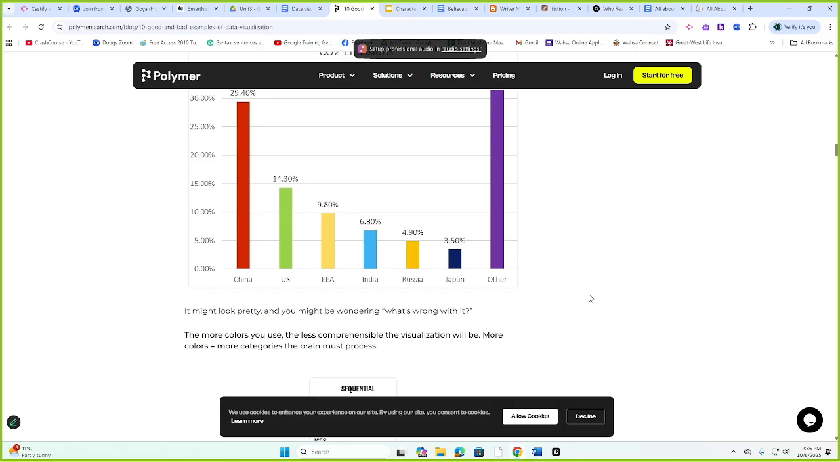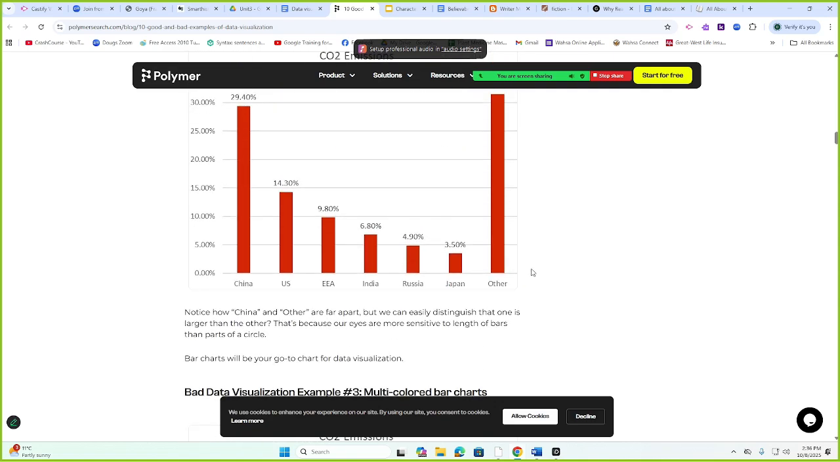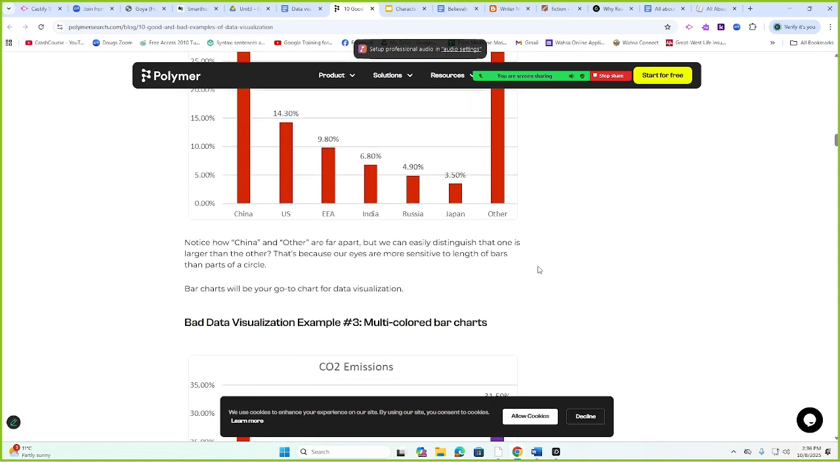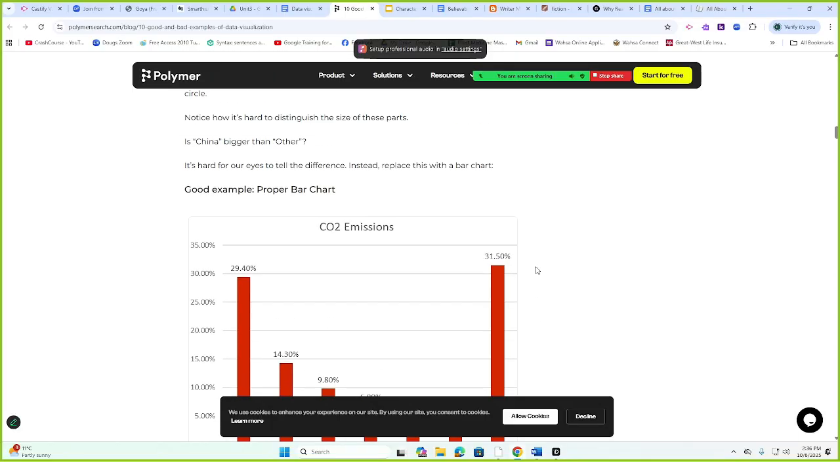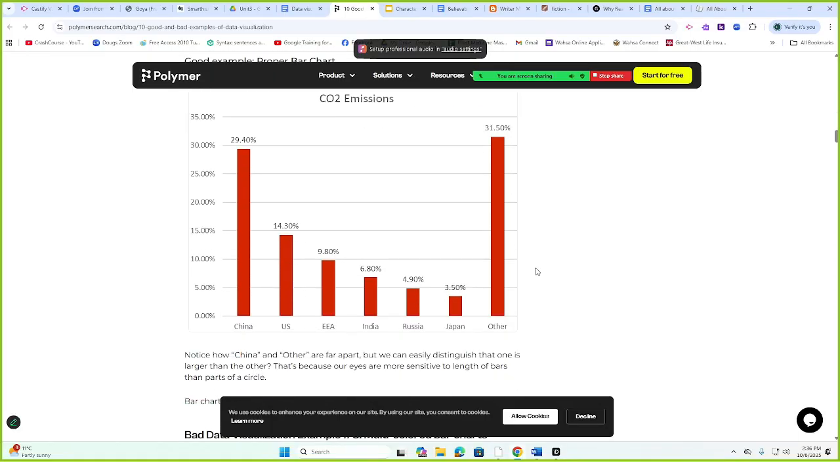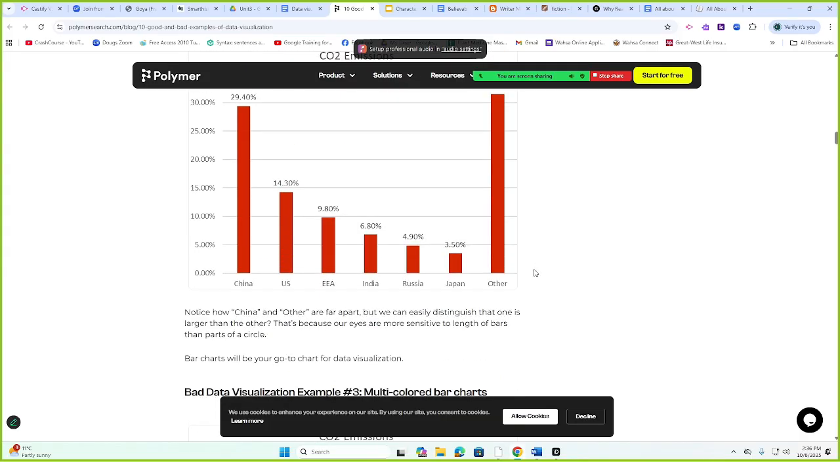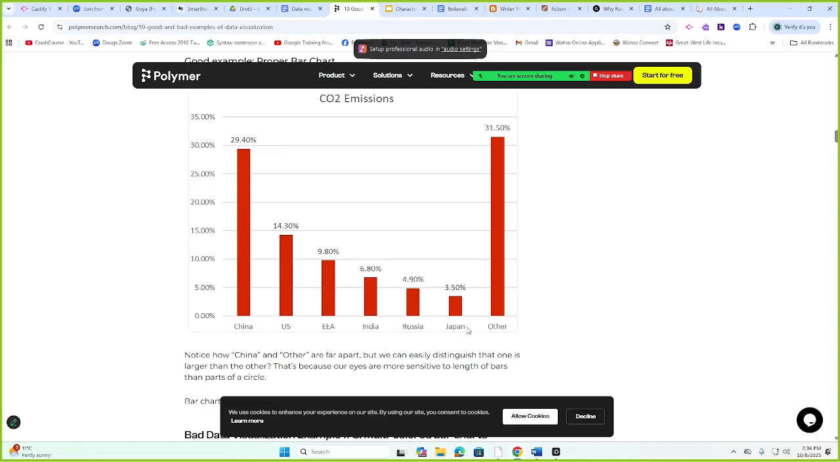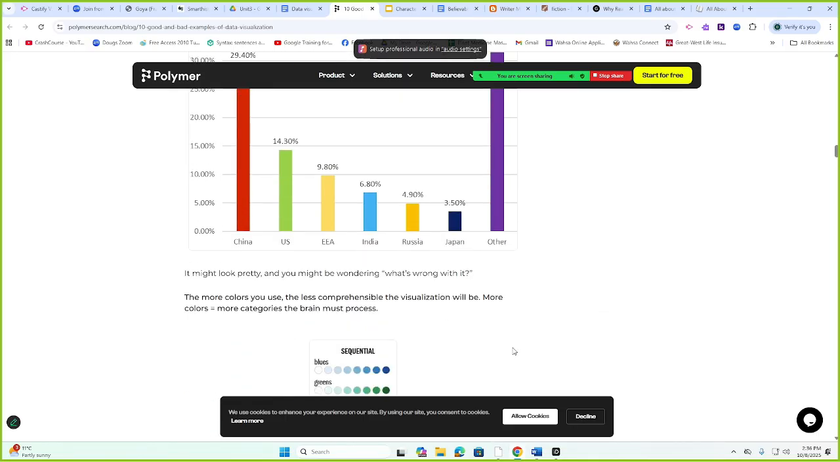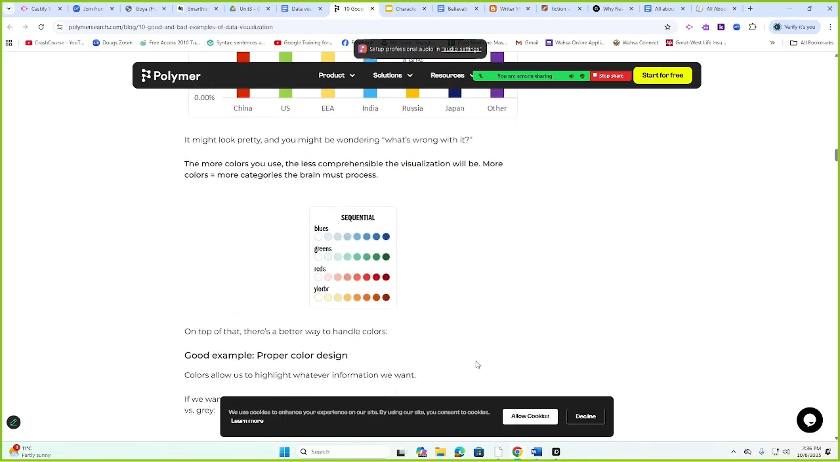With more colors, it means more categories that the brain must process. Right? So you can compare the bar chart above with this one with the colors. The bar chart above with just the red works just fine. So we want to make things clear and easy for people to read.